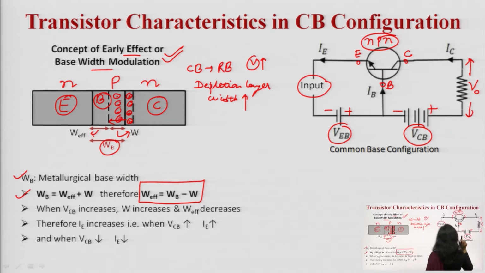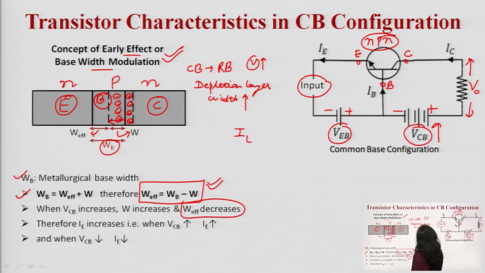What is going to happen? You can note down, we have to recall these terms. When this VCB is increased, when this reverse bias is increased, then this width W will keep increasing, and when W is increasing, it means W effective is decreasing. From this equation you can recall, WB is fixed. When W is increasing, W effective is decreasing. It means now, when you are increasing VCB, IE will also increase, the input current will increase.